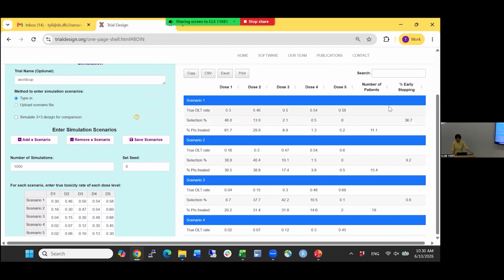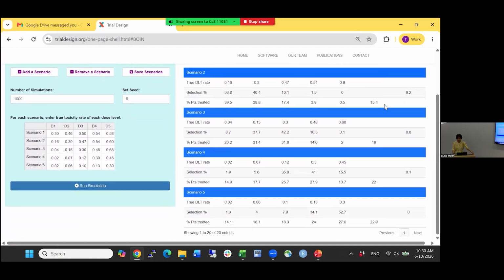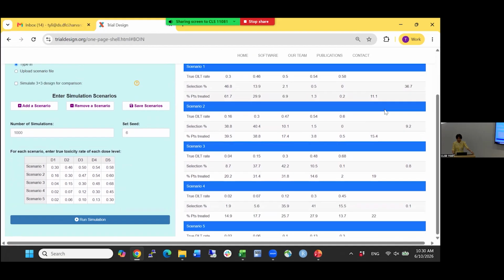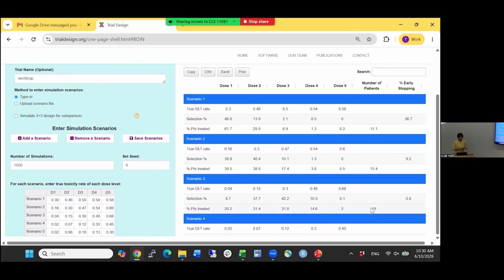And this simulation also gives us the estimated number of patients we are going to use for this design. So we can see for different scenarios, the estimate ranges from 12 patients to about 23. So we don't have to use up all the 45 patients we preset. So now we have our design, and we think our design has very decent operating characteristics.